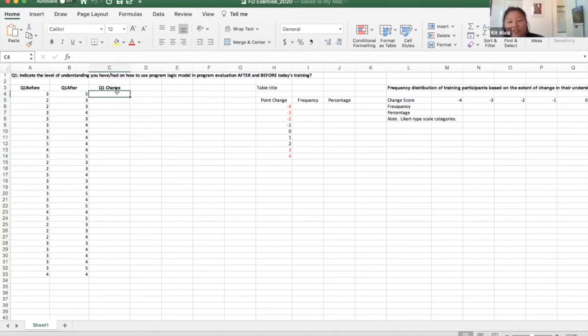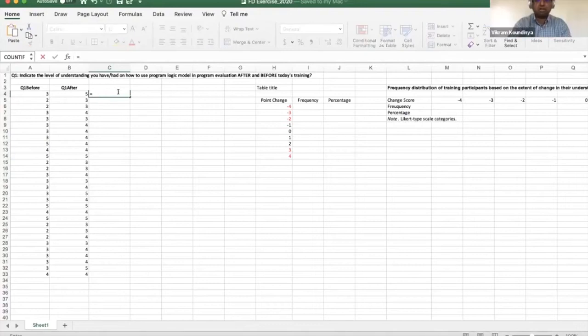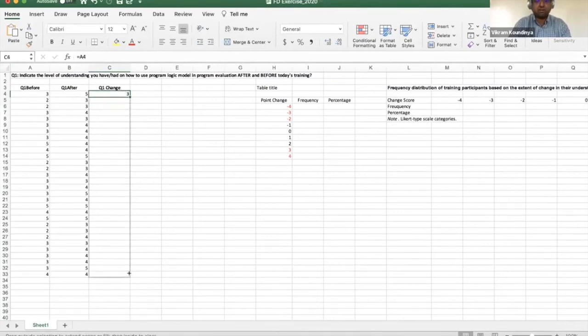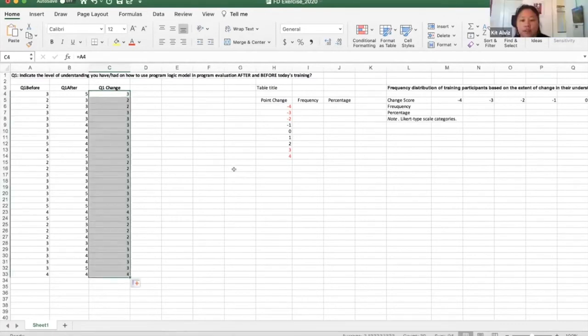Calculate question 1 change in sheet 1, B minus A. So here you hit enter and then you subtract the before score from the after score, hit enter, and then that will give you the change score, and do that for all the observations, all the responses. Then the second step is calculate frequencies in column I using COUNTIF. Okay, so this is column I.